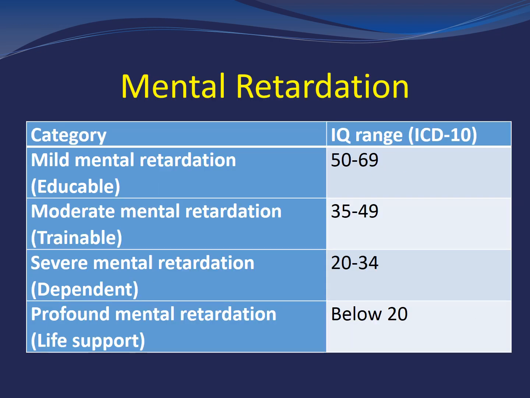IQ range of mental retardation: mild 50 to 69, which is considered as educable; 35 to 49 is considered as moderate; 20 to 34 is considered as severe, called as dependent; below 20 it is called as profound or the life support.